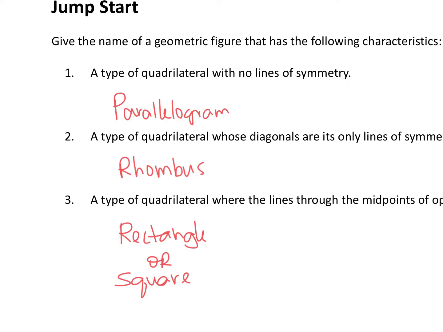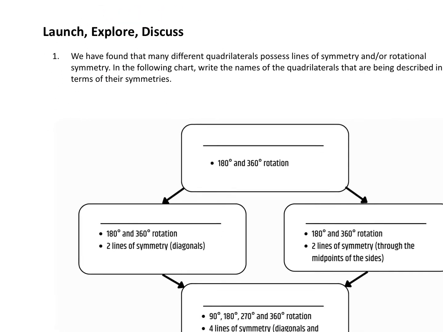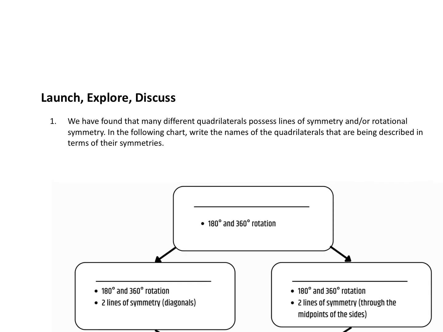All right, let's go ahead and turn the page. Now we've seen this diagram before, right? We found that many different quadrilaterals possess lines of symmetry and or rotational symmetry. In the following chart, write the names of the quadrilaterals that are being described in terms of their symmetry. Have we seen this chart before? Let's see. Yeah, we saw it at the end of 6.4. So the quadrilateral that just has 180 and 360 rotational symmetry is a parallelogram.